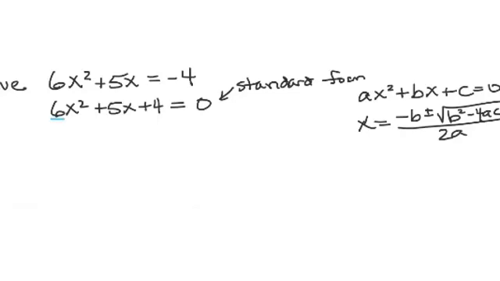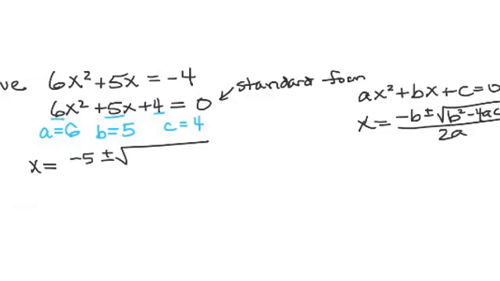A is the coefficient of x squared, so a is 6. B is the coefficient of x, so b is 5. And c is the constant term, which is 4 in this case. So we're going to plug into our formula. X equals negative b, the opposite of b is negative 5 in this case, plus or minus the square root of b squared, so 5 squared, minus 4 times a, which is 6, times c, which is 4. And this is all over 2 times a, or 2 times 6.